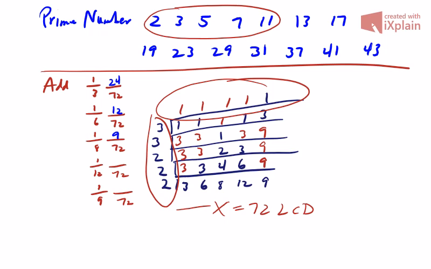12 will go into 72 6 times. 6 times 1 is 6. And then 9 will go into 72 8 times. 8 times 1 is 8. Now I'm ready to add the numerators, which comes to 59 over 72. So that's my final answer for this diverse problem of addition: 59 over 72.